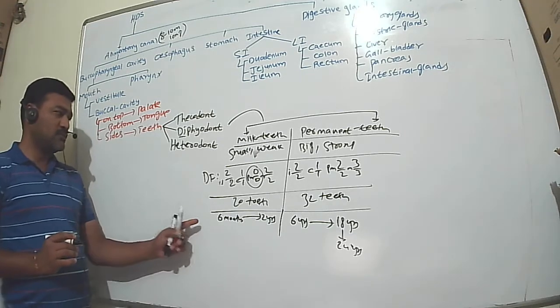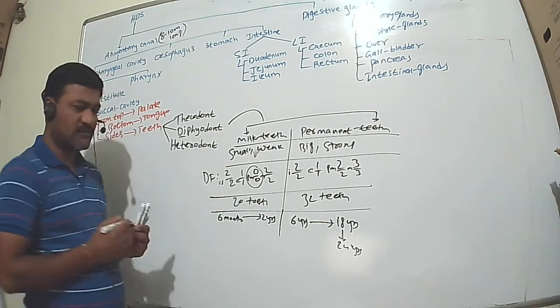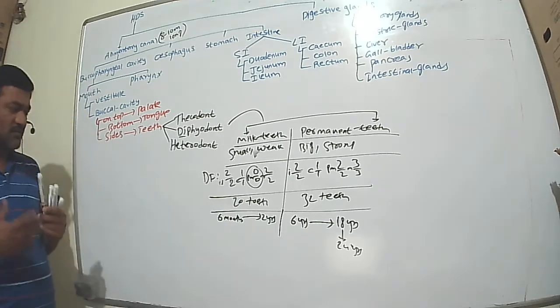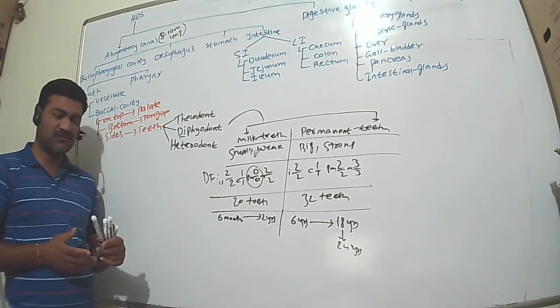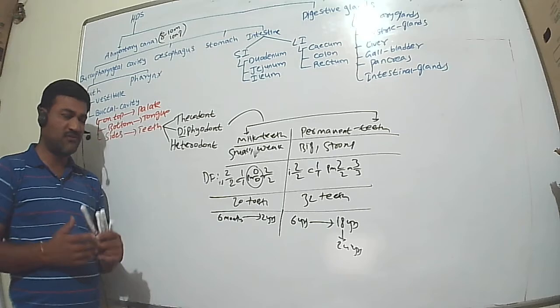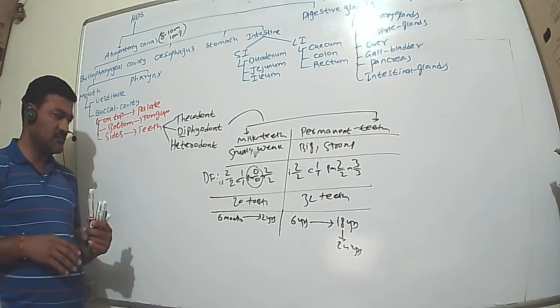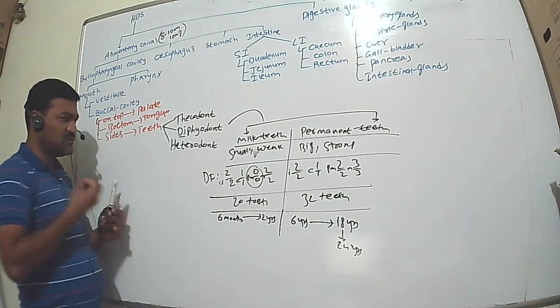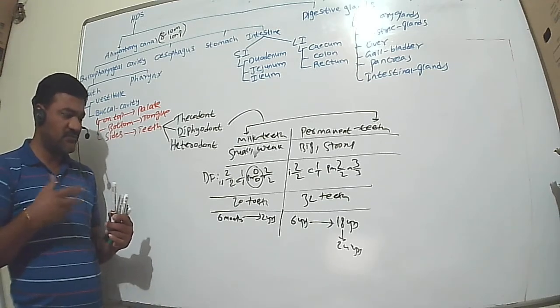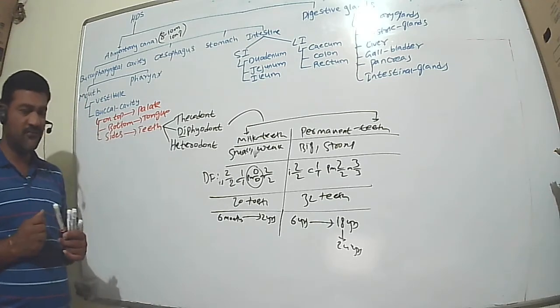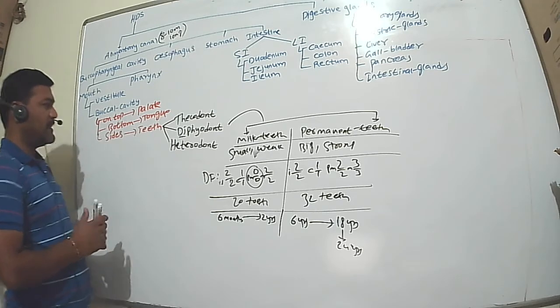So that's why the mother stops feeding the child with breast milk by about 6 months of age. Slowly she weans the child, and from that age they will develop teeth and start feeding on solid food. So okay, that's milk teeth.